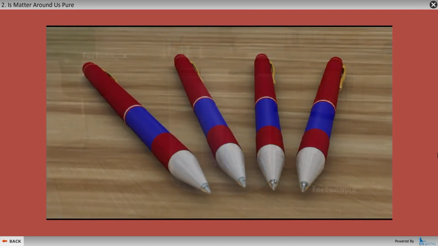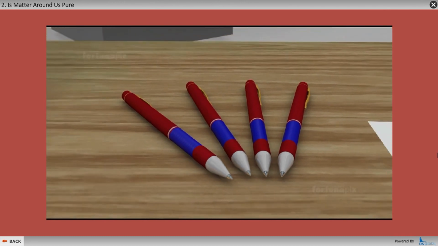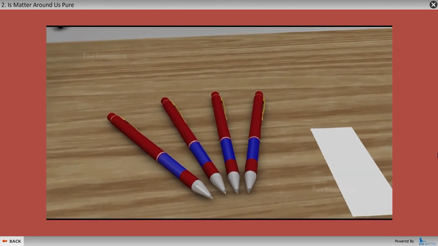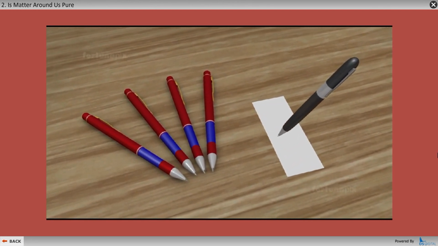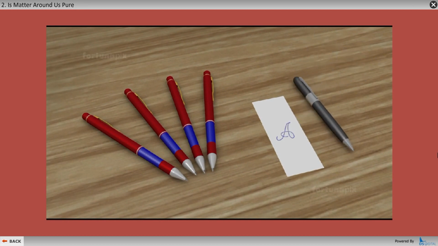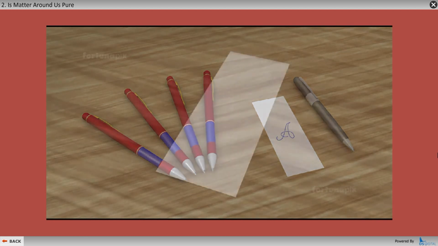For example, you have 4 similar blue ink pens and you wish to find out which of the 4 pens' ink is similar to the ink from a pen that was used to create a writing sample. The ink sample can be determined by paper chromatography.